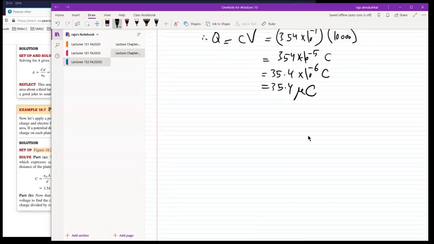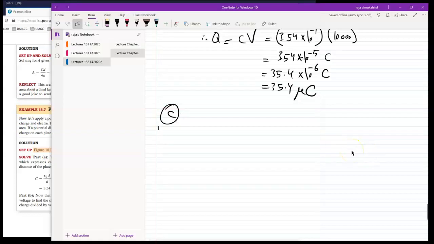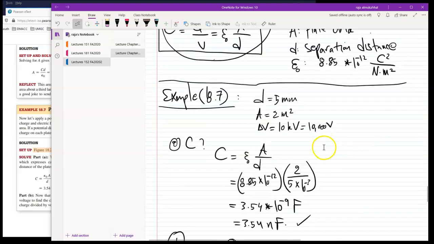And then part C, he says the magnitude of the electric field in the region. Okay. So how do we find the electric field? Do you remember? Remember, V equals Ed, so therefore E is equal to V over d, and that gives me, of course, the voltage 10,000 divided by the separation distance. It's 5 millimeters right there, guys.